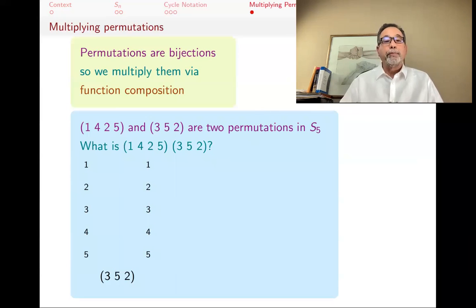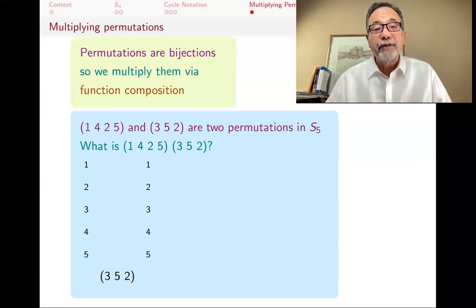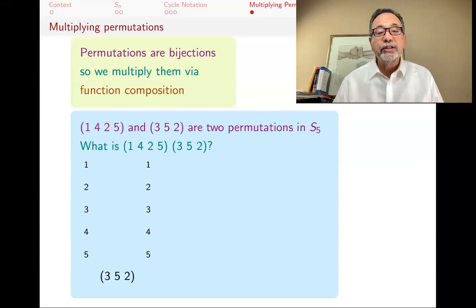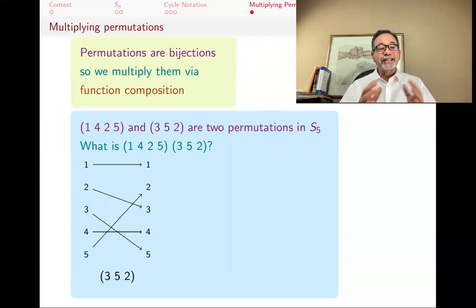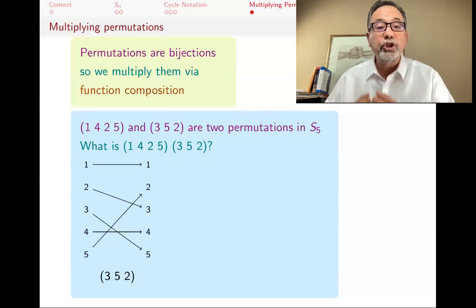Here, let's see what these functions are. The first one we have to apply is 3, 5, 2, and it's a function on 1, 2, 3, 4, 5. So we can actually draw exactly what it does. 3 goes to 5. Where does 5 go? 5 goes to 2, and 2 goes back to 3. What about 1 and 4? They are fixed. 1 goes to 1, and 4 goes to 4. So this is the 3, 5, 2 function, which we need to do first.